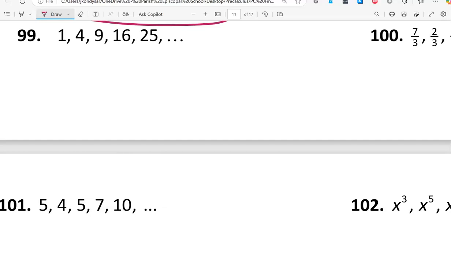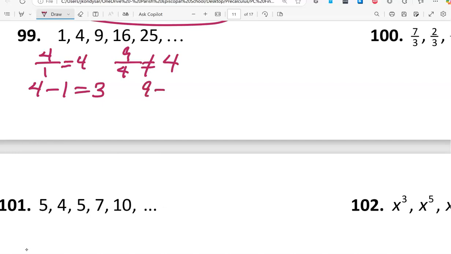In 99, if I look at ratios of terms, 4 divided by the term before it is 4. 9 divided by the term before it is not 4, so this is not geometric. If we look at differences, 4 minus the term before it is 3, and 9 minus the term before it is 5, so it's not arithmetic. This is going to be a neither.